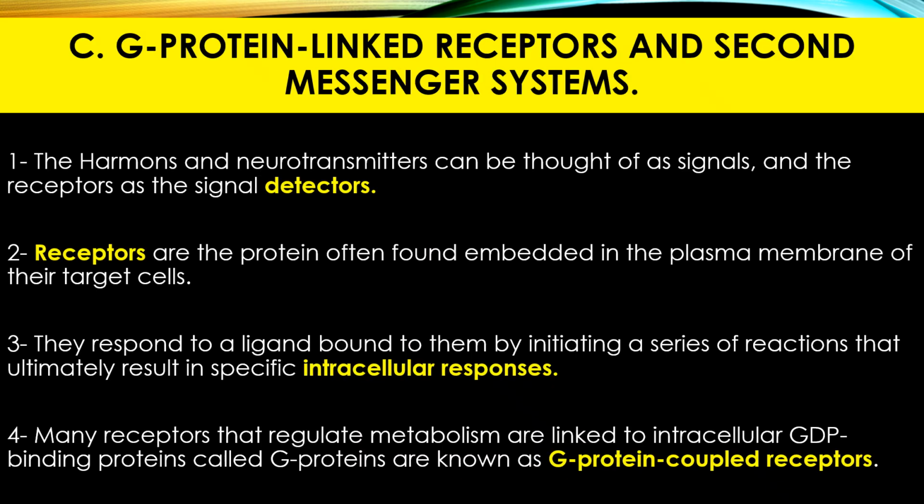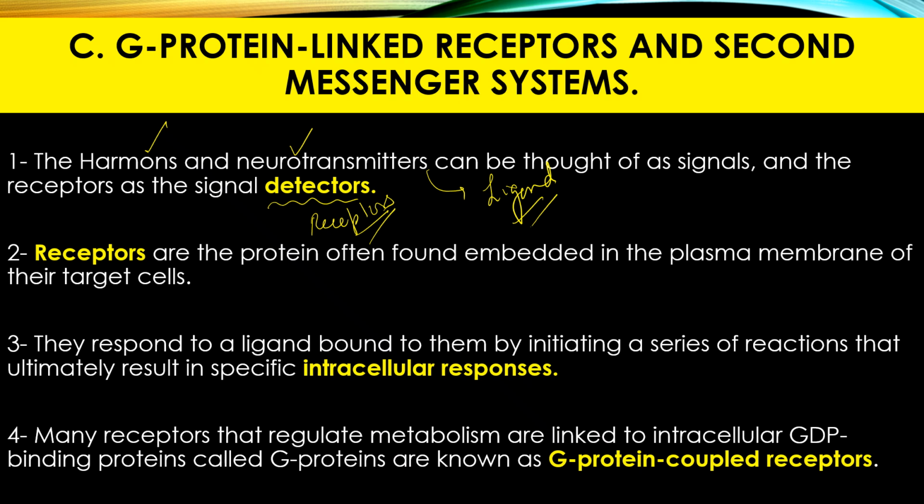Now, very important from the examination point of view, G protein linked receptors and second messenger system. So we have already discussed that intercellular communication can be done by the hormones and neurotransmitters, and we can call them a ligand or a chemical signal. And these ligands or chemical signals are received by the detectors or receptor sites or receptors which are usually present at the surface of the cell membrane.